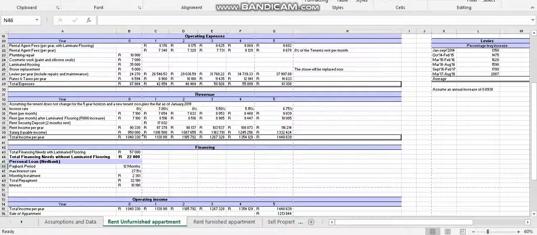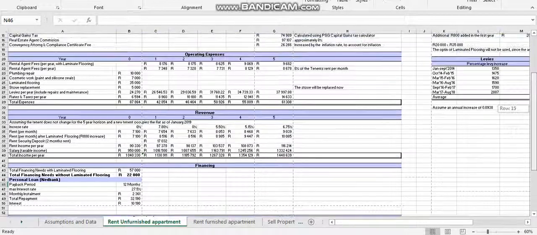With the additional costs, the total financing needs came up to 22,000, which can be financed using a personal loan. The interest rates were between a minimum of 10 and maximum of 27.5%. In this calculation, I used the 27.5% to evaluate the worst case scenario.